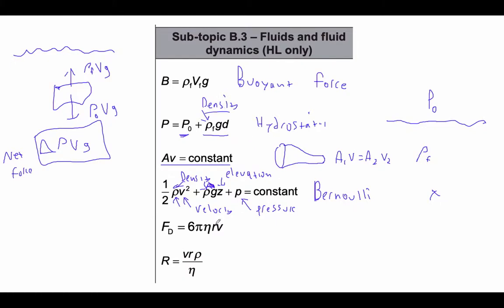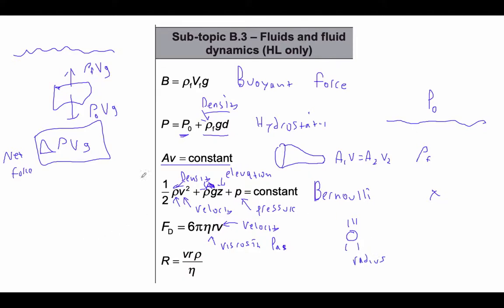This is the drag force. The Stokes force, if you've got a small object falling through a fluid. It's got to be, I guess, spherical. The drag force is 6 pi, this is the viscosity, that would be Pascal seconds, I believe, this is velocity, and r is the radius.